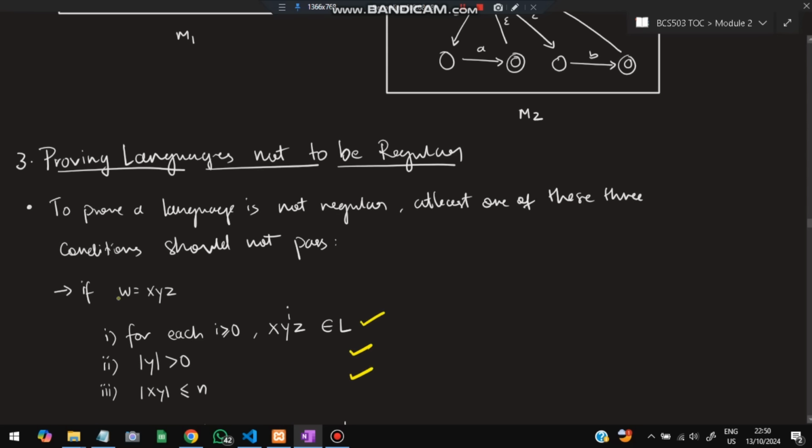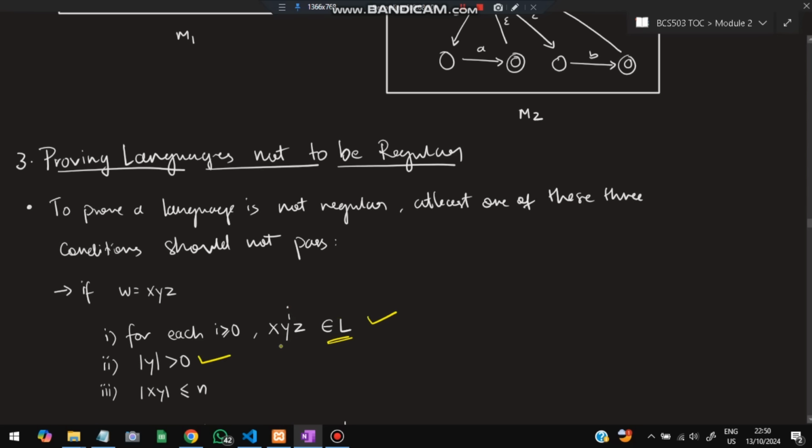So what is the condition? If W is equal to XYZ, W is a string which can be represented in the form of X, Y, and Z. For each i greater than or equal to 0, X Y power i Z belongs to L. It means no matter what value of i we have, and we increase Y based on the value of i, that should still belong to L. That is the first condition.